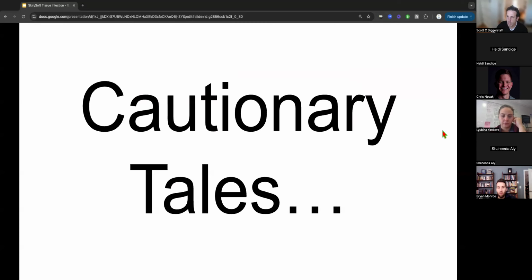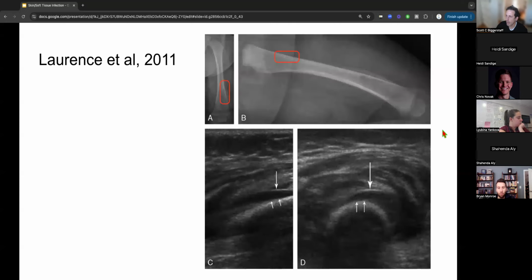So just some cautionary tales, things to be aware of. This was a patient who had some lower extremity pain. Providers got an X-ray. The X-ray demonstrated this lucency up here. It's circled in red on the image, but when they looked at it with ultrasound, they identified fluid collection down here close to the bone.